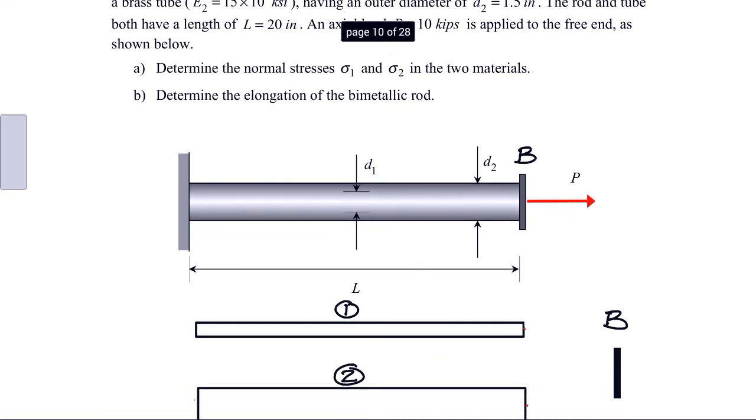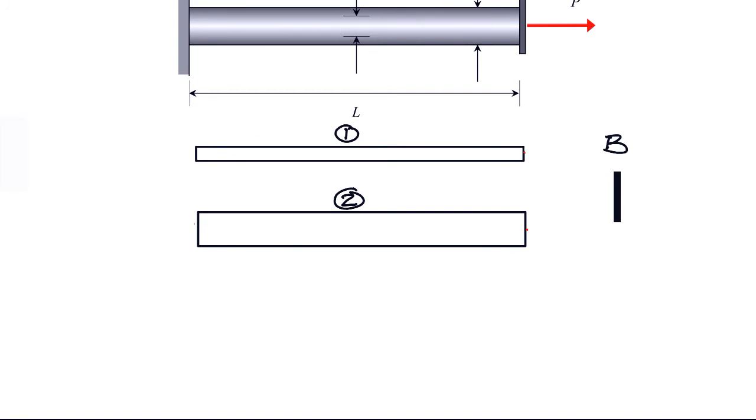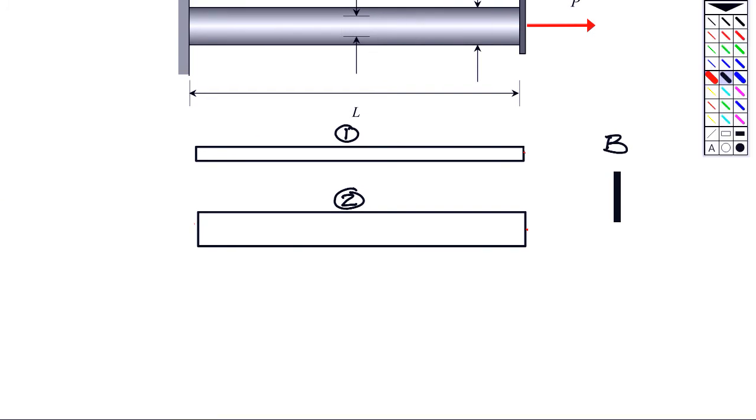What I'm going to do is draw free body diagrams of the rod by itself and the tube by itself. So the rod, we're calling that element 1, so it's going to be carrying an axial load here of F1. The tube has an axial load there of F2.